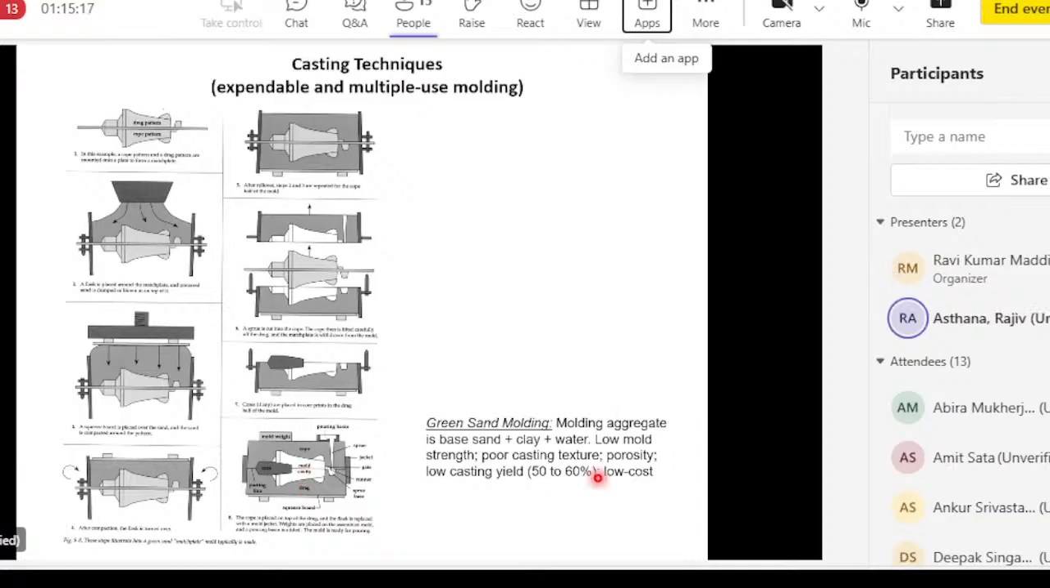So that's the standard procedure, and only about 50 to 60% of the metal ends up in the actual part. The rest of the metal goes in scrap and risers and gates and runners and those kinds of things. But it's a cheap process, quite inexpensive and easier to apply.